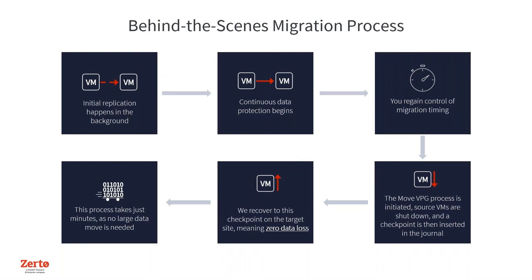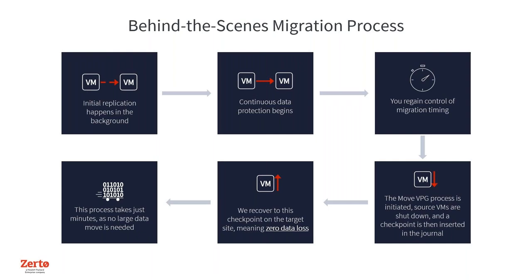Behind the scenes, the migration process is quite simple. And if you listened before to how the CDP worked and how we went through that orchestrated flow, this is kind of just another way of saying it, but for our move operation. You can see that the second you create a VPG, we're syncing between the primary site and whatever site you have Zerto replicating to. The CDP portion begins. You decide when you want to migrate that application to that other site.